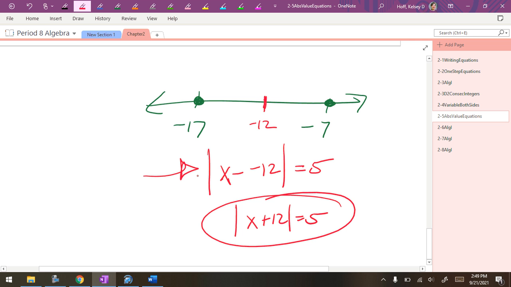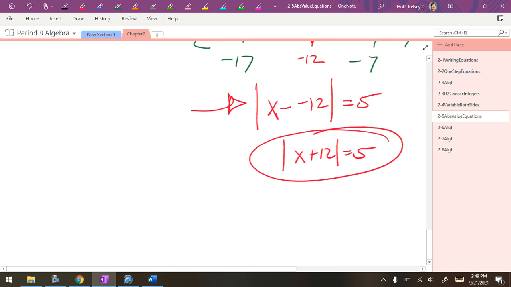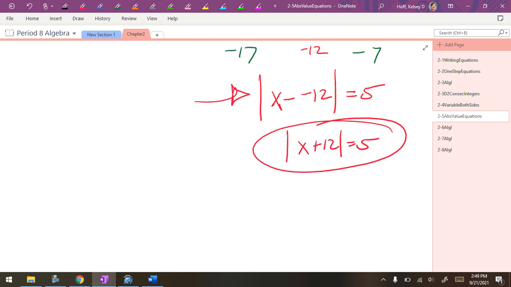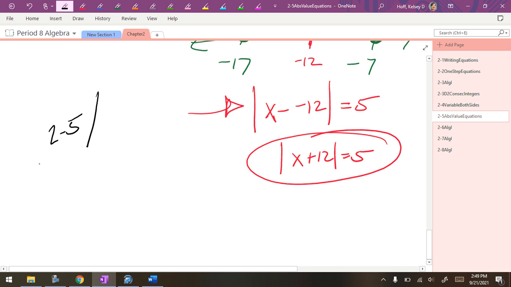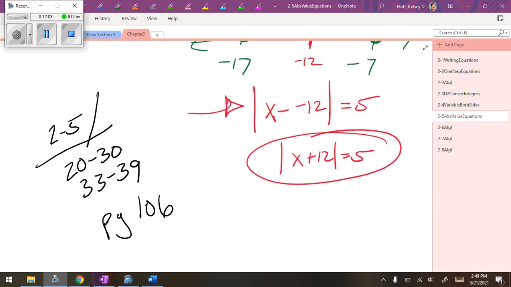Okay? Where's your homework? You want more notes? No. Jackson, walk by the door and come back in. 20 to 30 and 33 to 39. No, I'll leave it. Your homework is 20 through 30 and 33 through 39. Not odd or even. No, all.